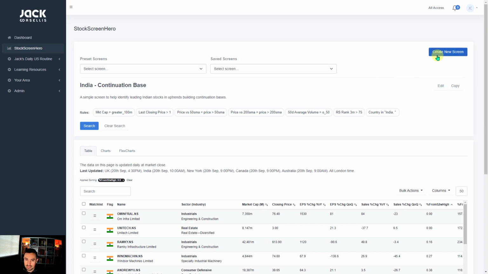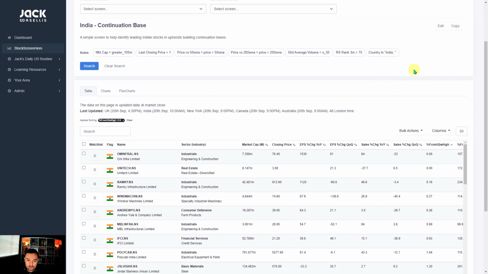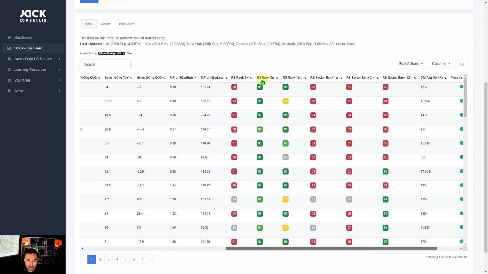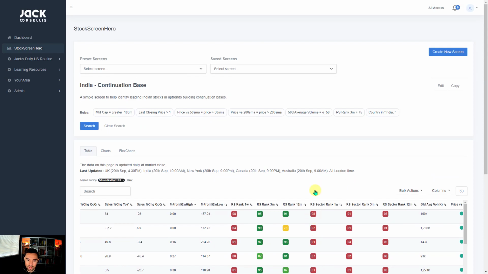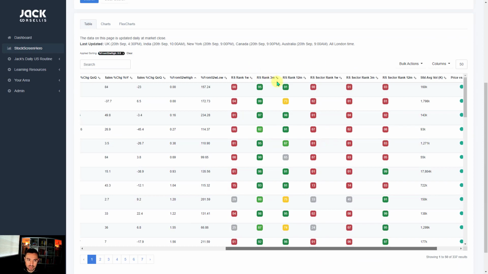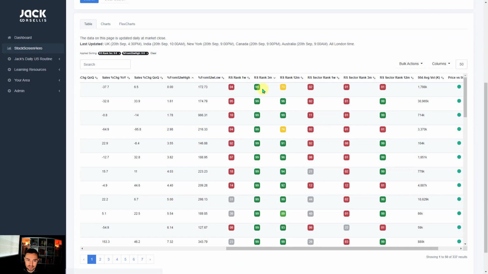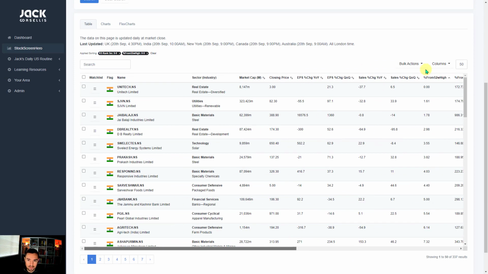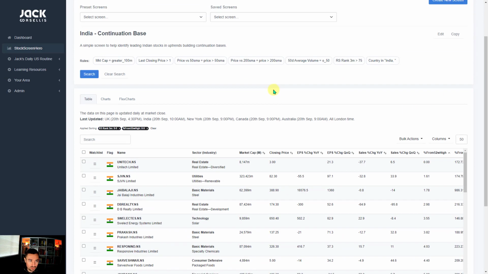If you've got a paid plan, you can create your own screens and do whatever you want to do. But what I do here is I scroll across and double click this relative strength rank 3-month. I want to have the highest stocks coming up first. So here we go. We're going to click this a couple of times and get the 99s to the top. That's what I want to see there. We'll look at 50 results. We'll just do the charts.